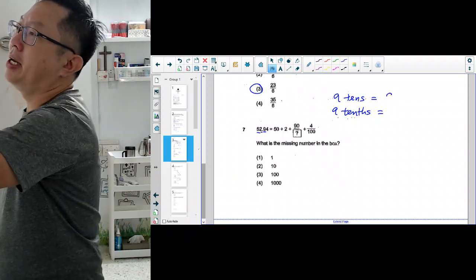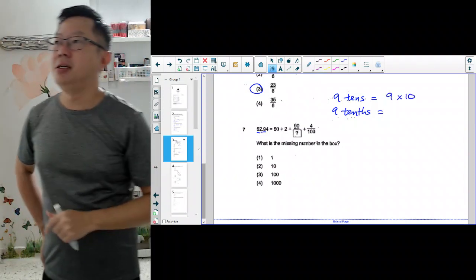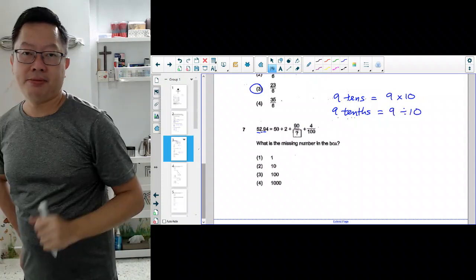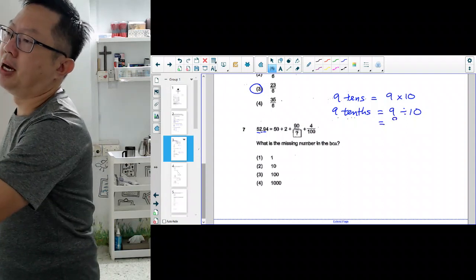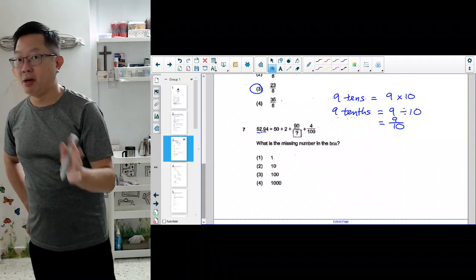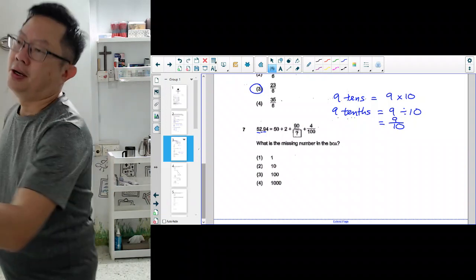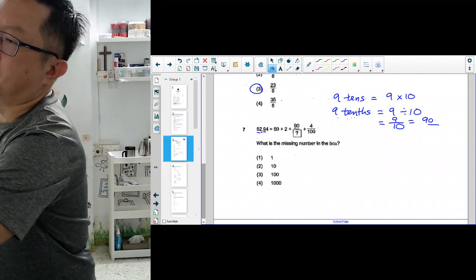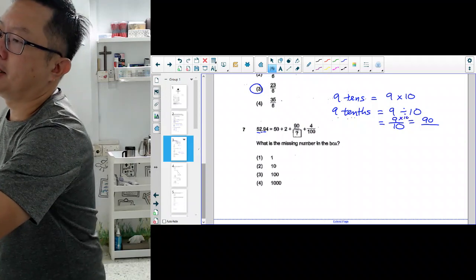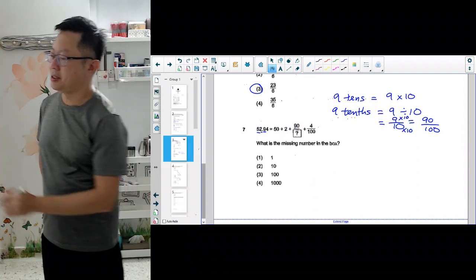If there's no TH, you times. Okay, you times if there's no TH. If there's a TH, you divide. And if you learn in P5, what is divide? Divide means fraction. 9 divided by 10. So which means that your missing number is 9 divided by 10, right? Now over 10. But there's a 90 over there. So you have to make the numerator to be 90. So you times 10. And the bottom part, you also have to times 10. And you get your 100. So your denominator is 100.